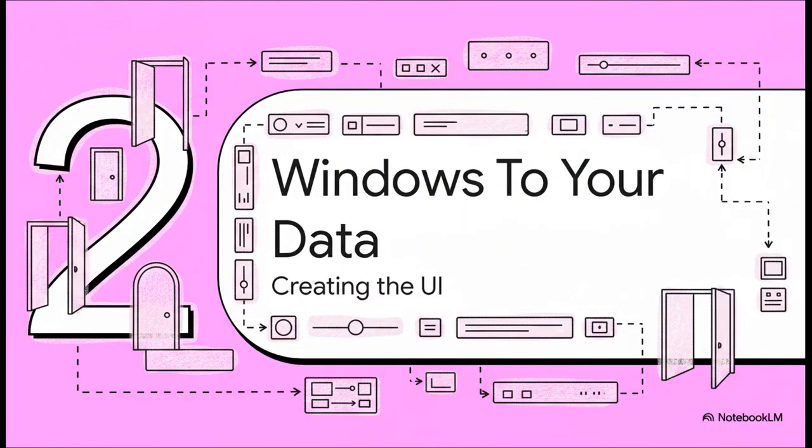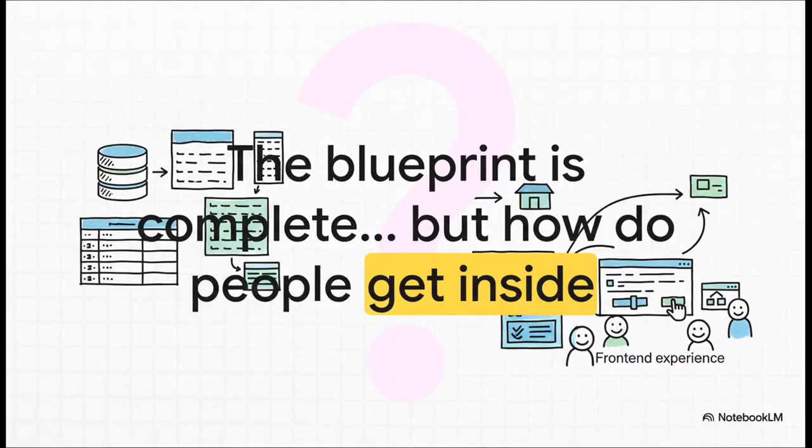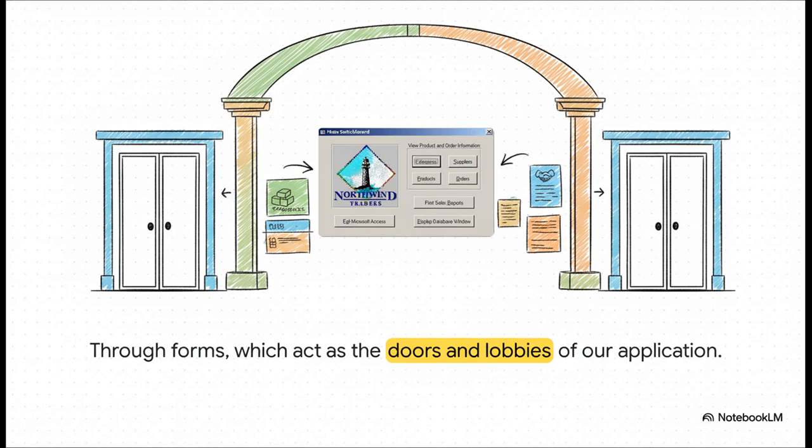Okay, our blueprint is solid. The foundation is poured, the rooms are all framed out, the hallways are connecting everything. But a building isn't very useful if nobody can actually get inside. So now we need to build the doors, the windows, and the control panels for people to use. And that's the big question, isn't it? This is what takes us from the back-end design, the hidden stuff, to the front-end experience that everyone sees. How do we turn this complicated structure into something a person can actually interact with? Well, the answer is through forms.